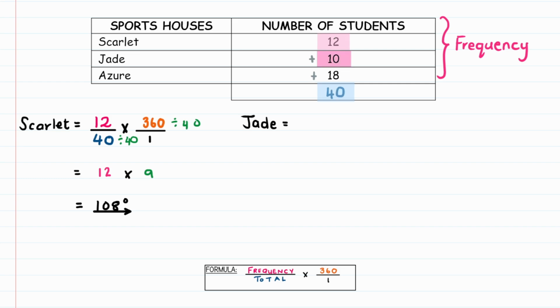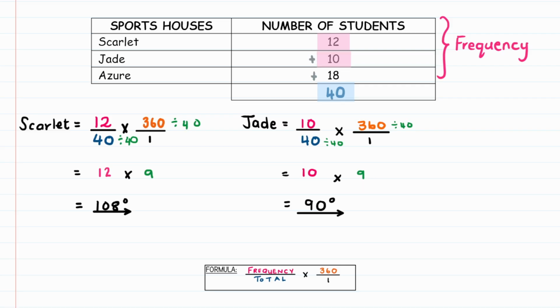To find the angles for the students in the Jade House, I would say that there are 10 students out of 40 times 360 over 1. Again, I can cross-cancel 40 and 360. This gives me 10 over 1 times 9 over 1, which is the same as 10 times 9, which gives me 90 degrees.